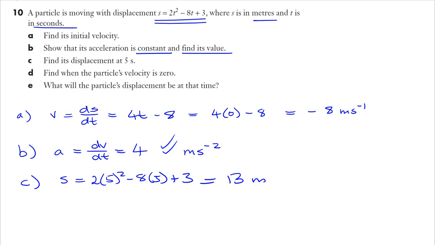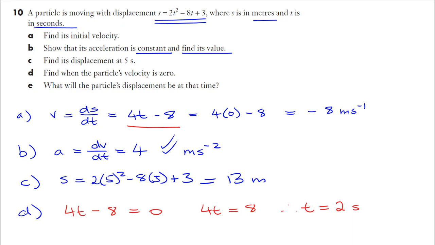Part D, find when the particle's velocity is 0. So for that, we're just looking at the velocity equation, which is here, and we're solving when does that equal 0. So it's just a nice easy two-step equation. 4t equals 8. Therefore t equals 2, so at 2 seconds the velocity of this particle will be 0.